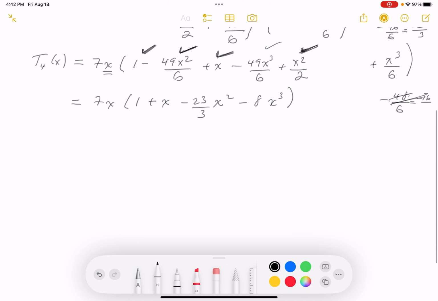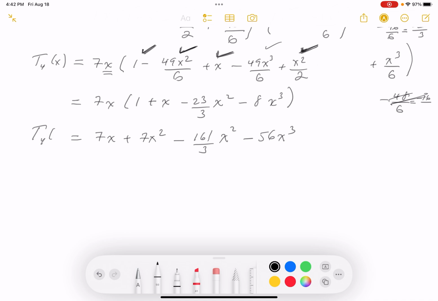All right, I'm almost there. I'm going to multiply it out now. And what do you get? 7x plus 7x squared minus, this is not so bad, 7 times 23, 140 and 21, 161 thirds x squared minus 56x cubed. And this is T4.